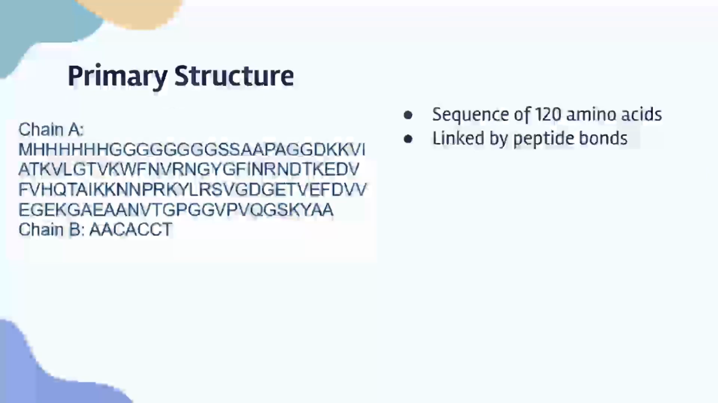The primary structure of YB1 consists of a sequence of 120 amino acids linked together by peptide bonds. On the left, we can see that there are two chains of amino acids, chain A and chain B, and chain B is a lot shorter than chain A.